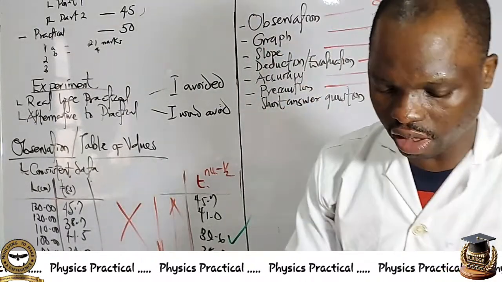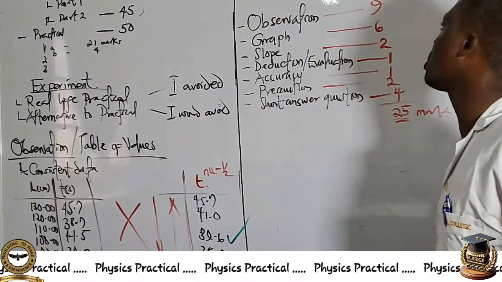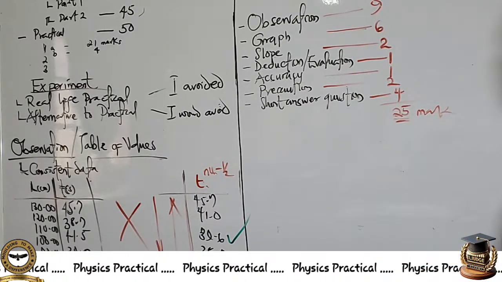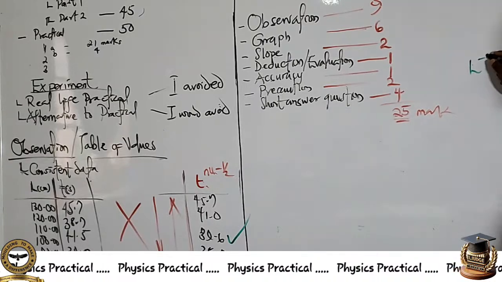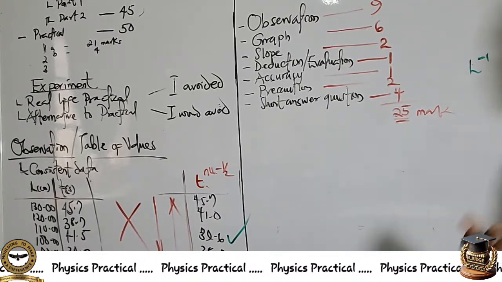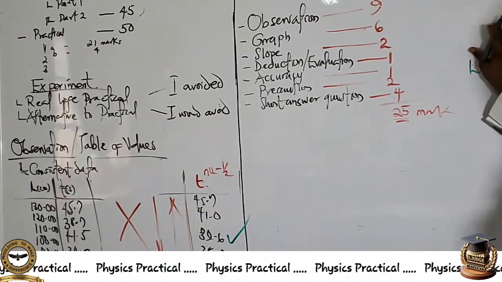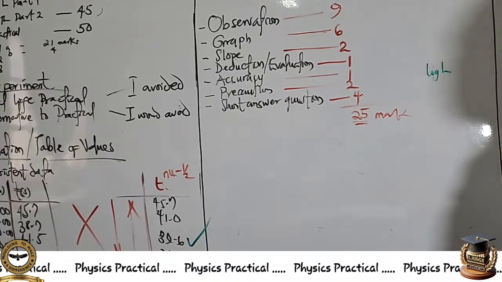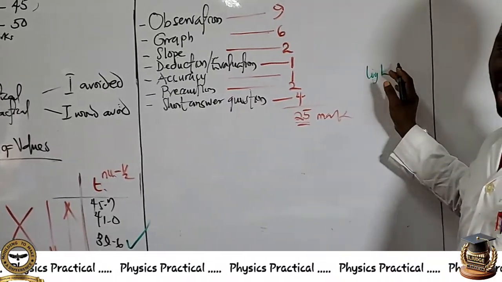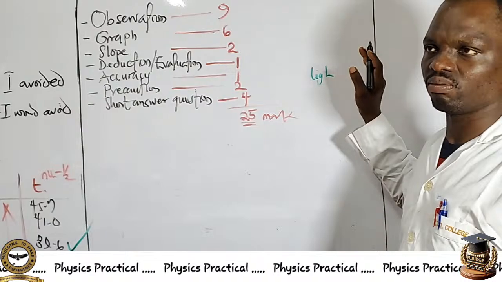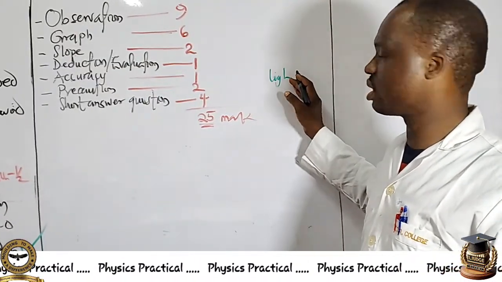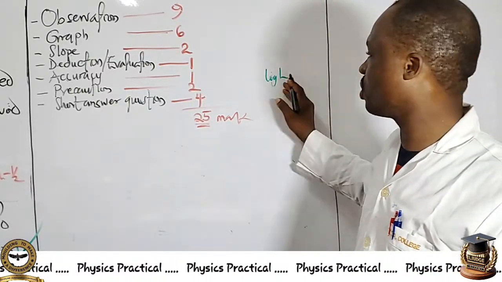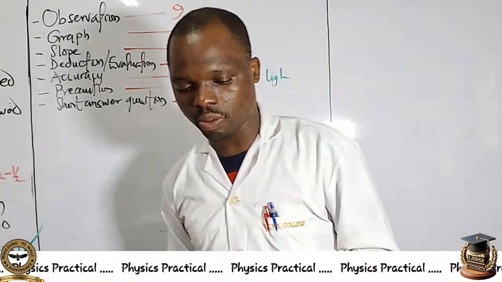But there is no penalty for derived units. Let's say a derived unit like length inverse. Find the length inverse. There's no penalty. It's a derived unit, or let's say something like log L. Log L is a derived quantity, so we will not mark you down for this. But every fundamental quantity must have the corresponding fundamental unit. That's the case.